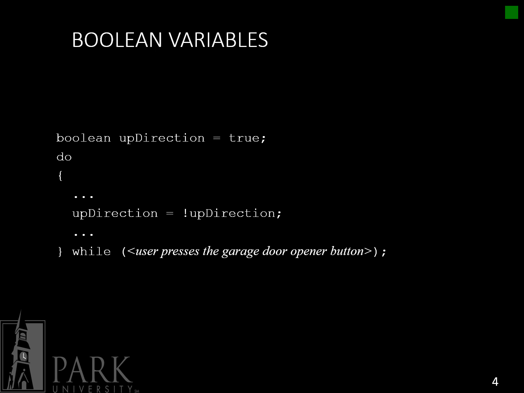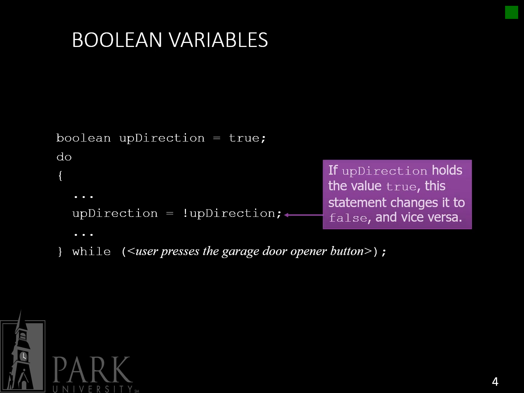This code fragment initializes an upDirection variable to true and shows how to toggle its value within a loop. And this is a common technique to invert the state of a Boolean variable. You see here we simply apply the not operator to assign it back to the original variable. So if it's not upDirection, then it becomes this, and vice versa.